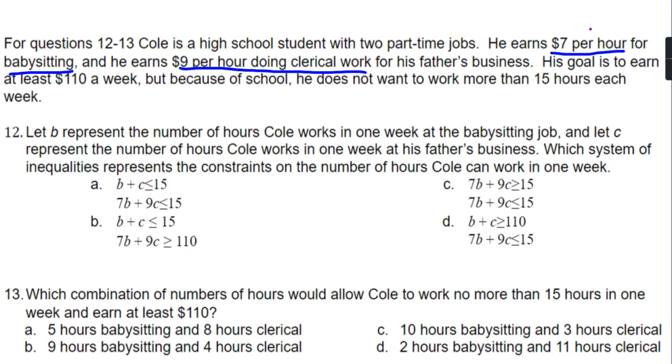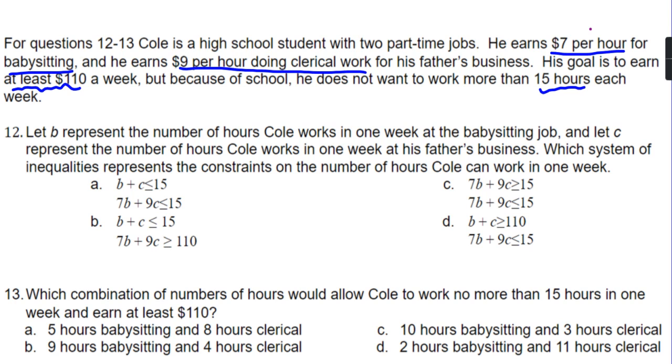His goal is to earn at least $110 a week, but because of school, he doesn't want to work more than 15 hours each week. So let B represent the number of hours Cole works in 1 week at the babysitting job. And let C represent the number of hours Cole works in 1 week at his father's business. Which system of inequalities represents the constraints on the number of hours Cole can work in 1 week?